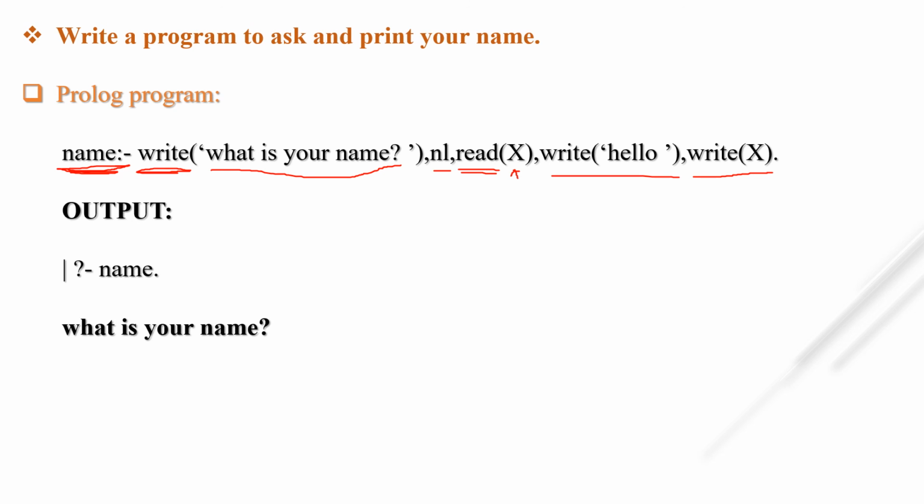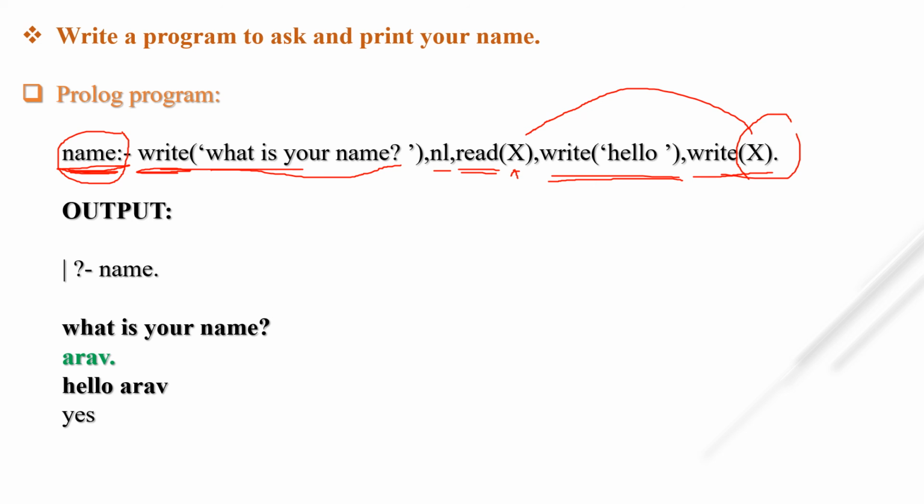Let's see the output. If I hit name dot, this particular atom dot, then what is going to display? What is your name? Then read X. Suppose I write Arav, then full stop. It is mandatory to end the statement, so I have to add a full stop. If I add full stop, then it will go to the next line, that is hello and then Arav, because we have written write X here. The value of X is Arav. The user inputted the string Arav in variable X. That's why when we write this X, it will be printed as Arav.